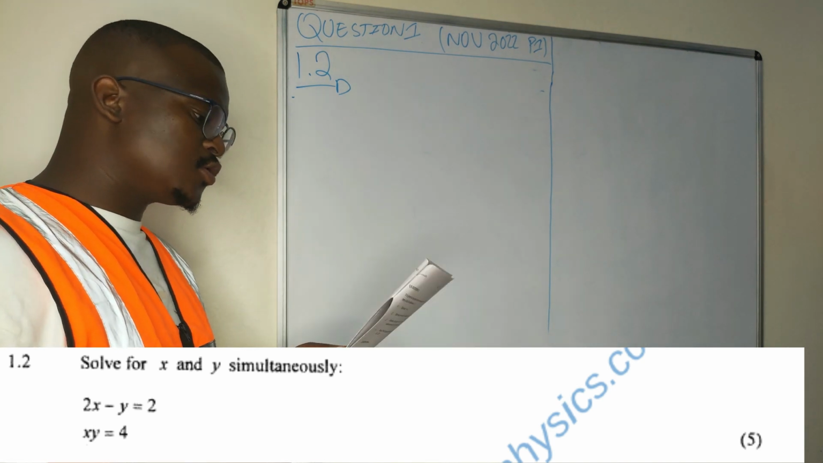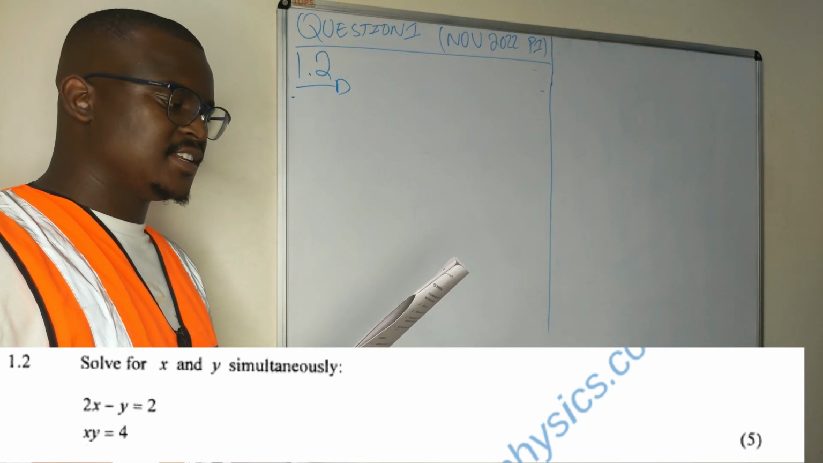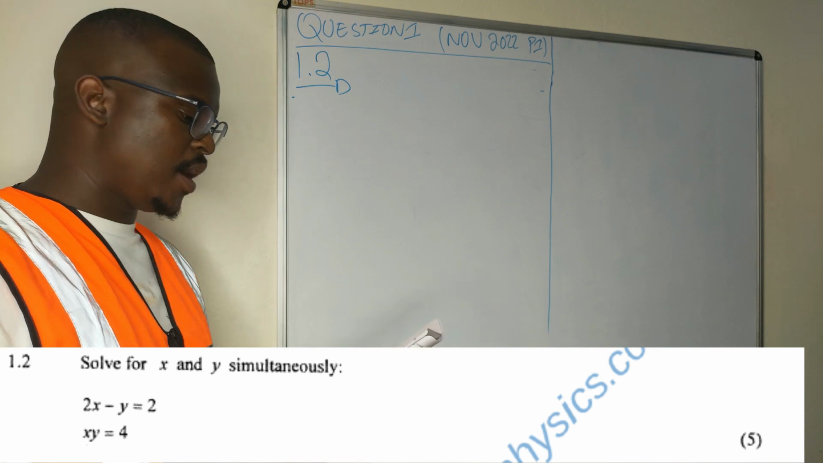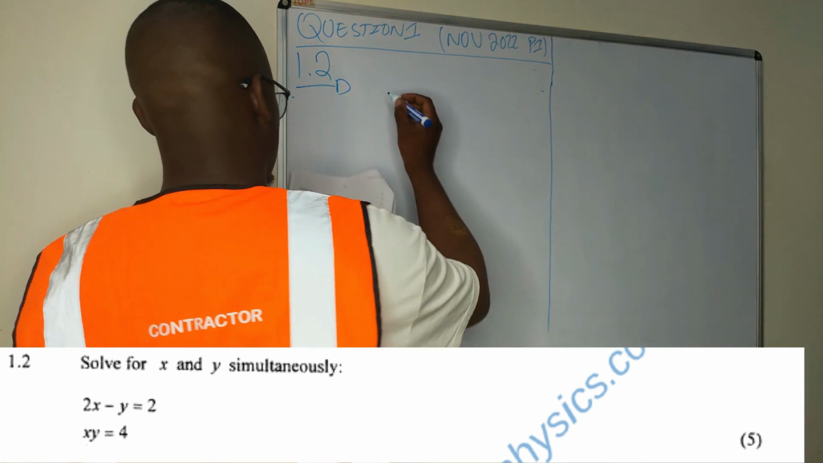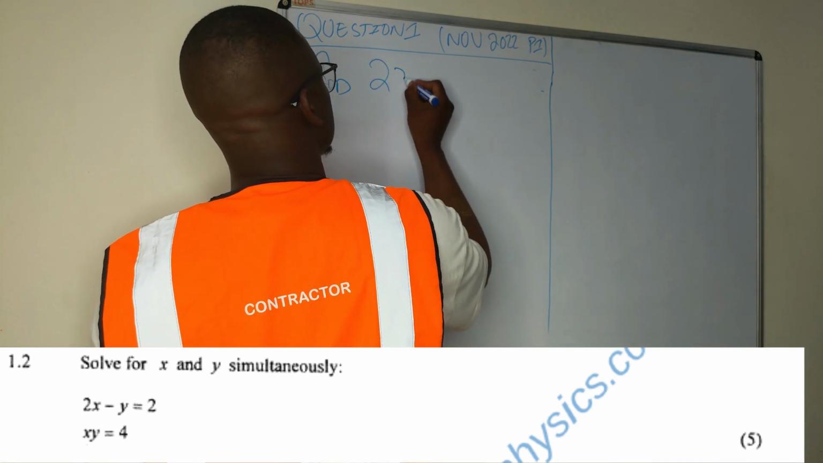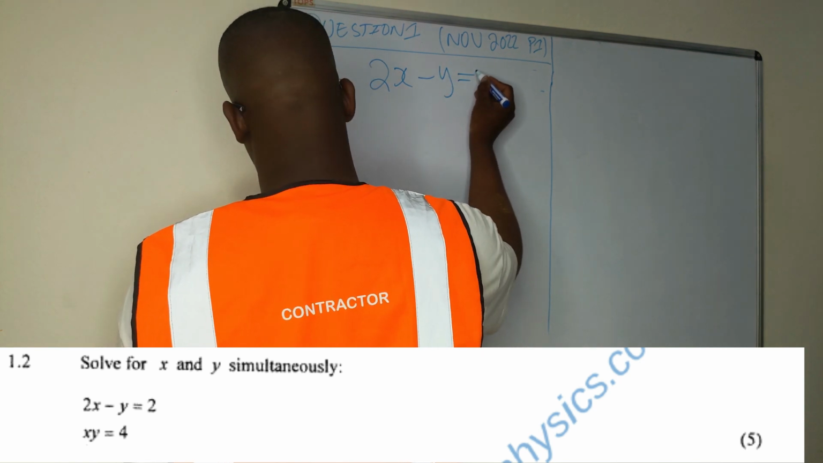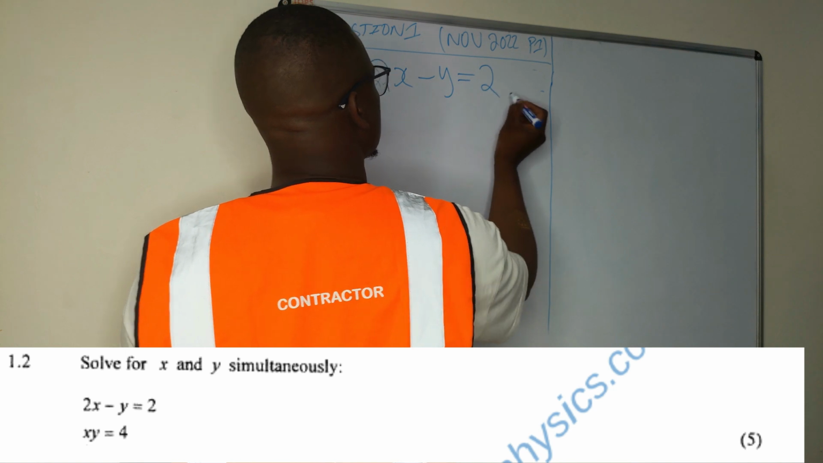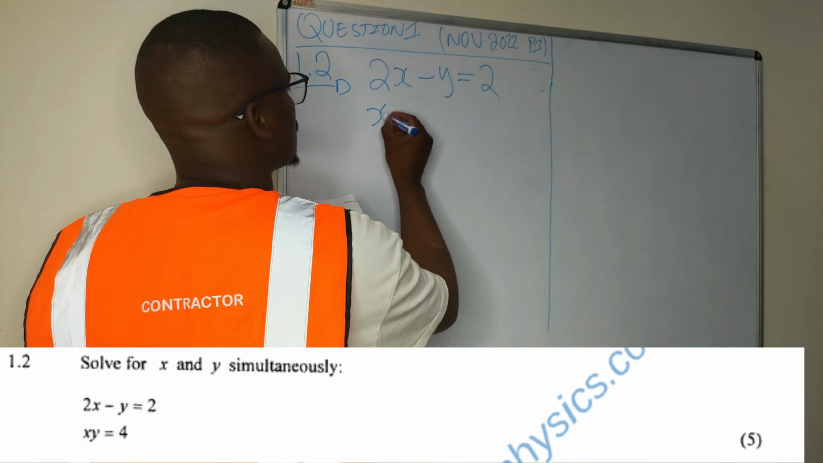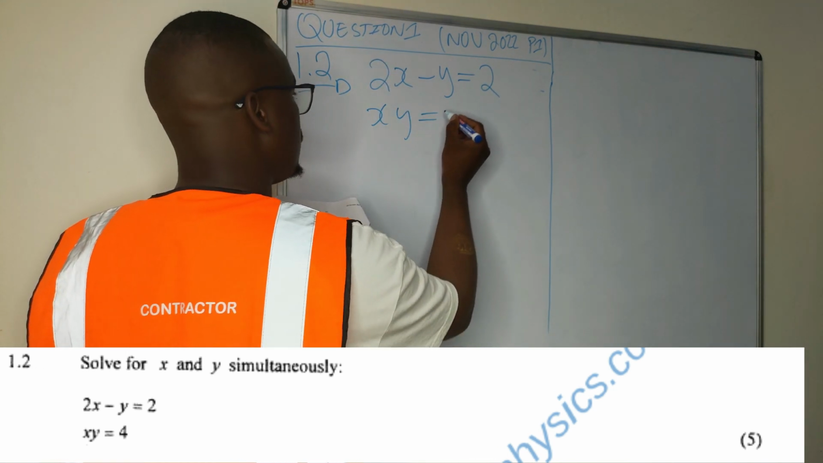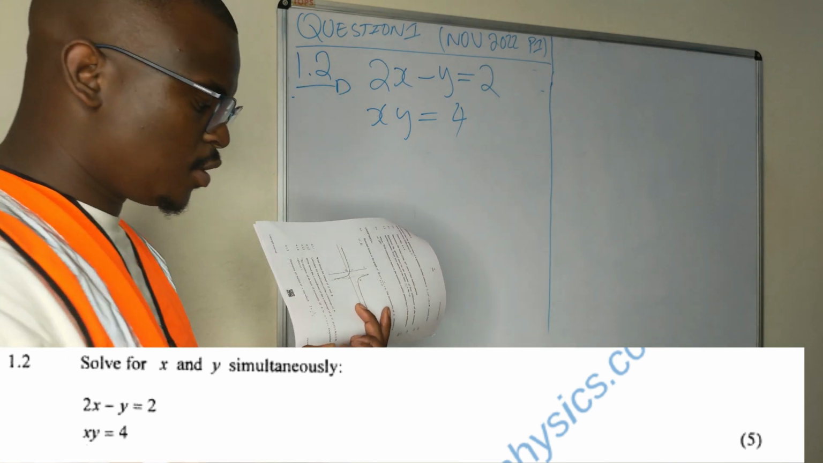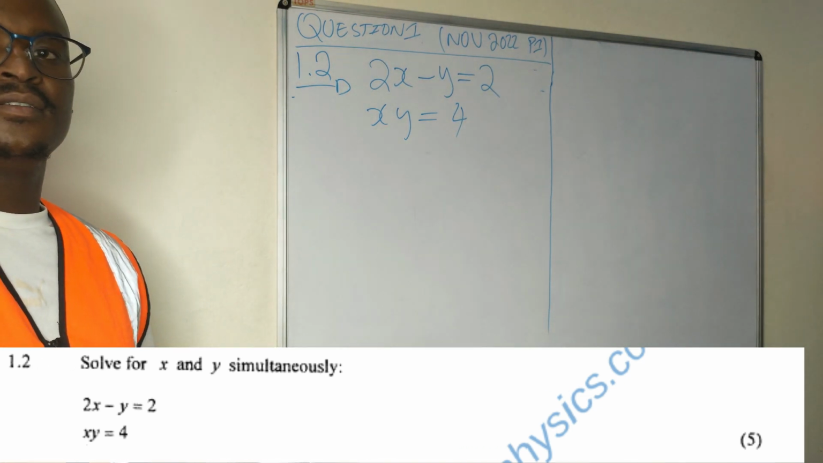1.2 reads as follows: Solve for x and y simultaneously. So they want you to solve x and y simultaneously. Now, what do you have? You have 2x minus y is equal to 2, and xy is equal to 4. They want you to solve x and y simultaneously.